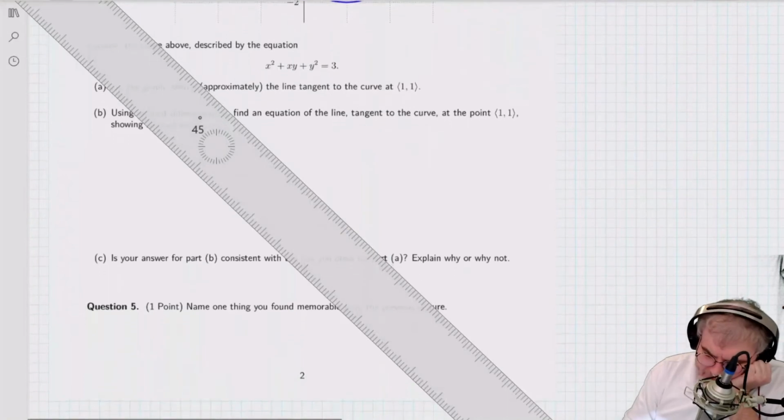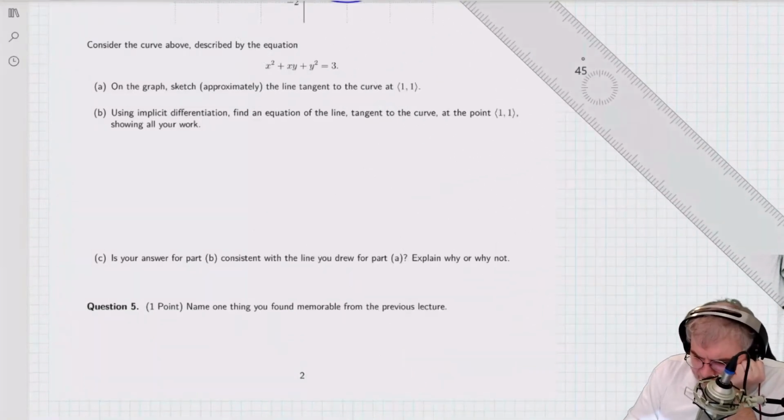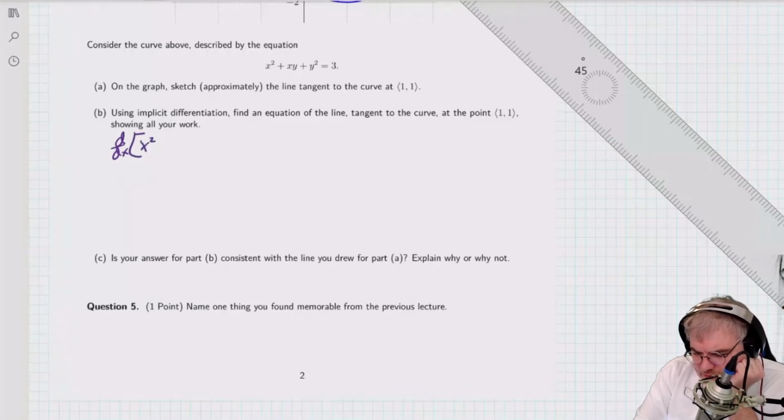Okay, so we did the graph. Okay, so let's do the implicit differentiation. What I need is a slope and a tangent, so I need a slope and an intercept. So the implicit differentiation would be d over dx of both sides: x squared plus xy plus y squared equals d over dx of 3.